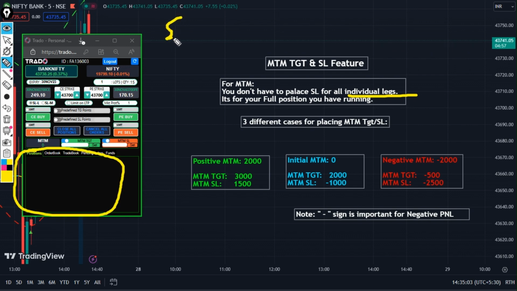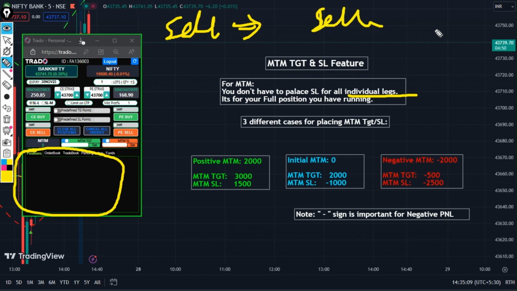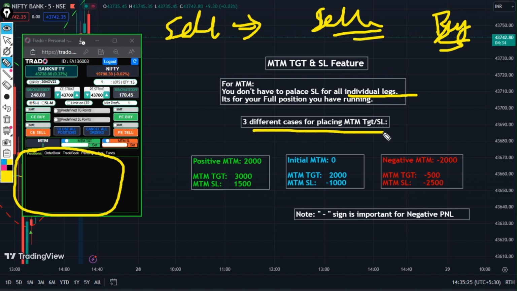Even if you have sell trades, in this case also, it will first exit all your sell trades, then it will exit all your buy trades. So here you don't have to worry about margin shortfalls. It will automatically detect whatever sell trades are there, exit those first and then the buy trades. And let's see some different cases of MTM Target and SL.